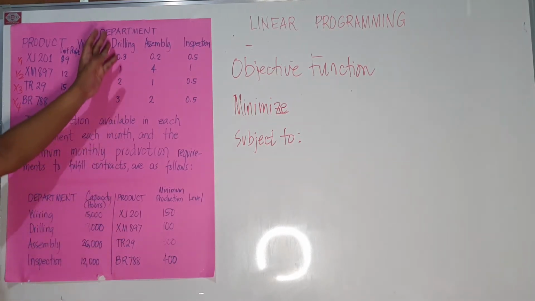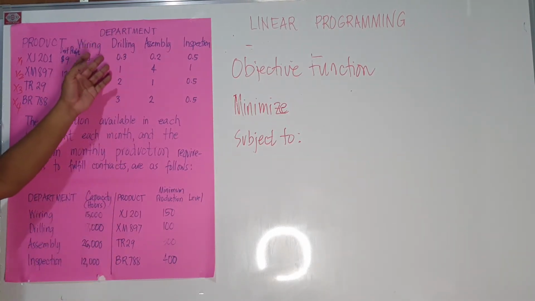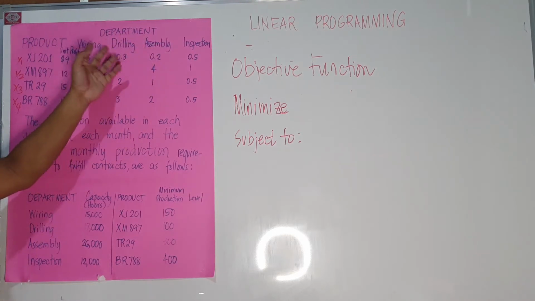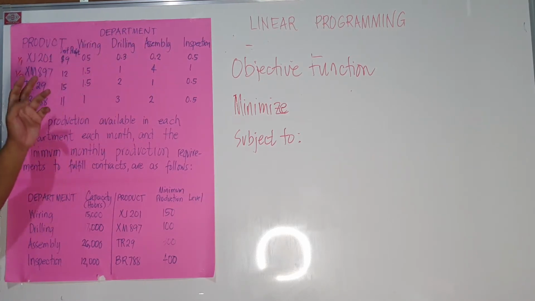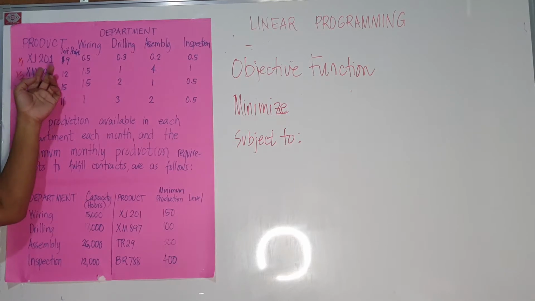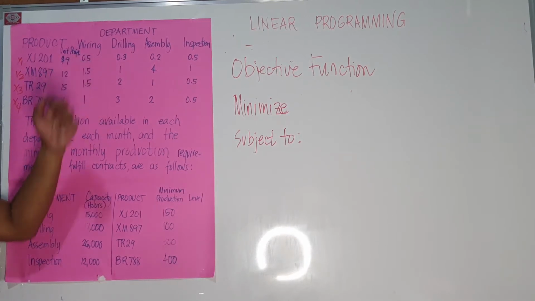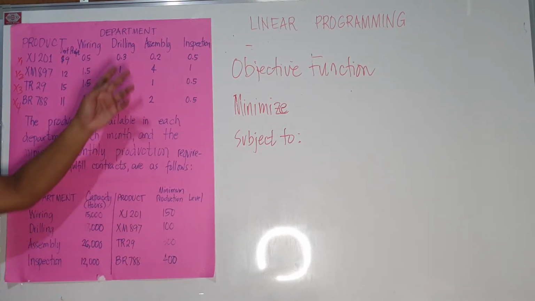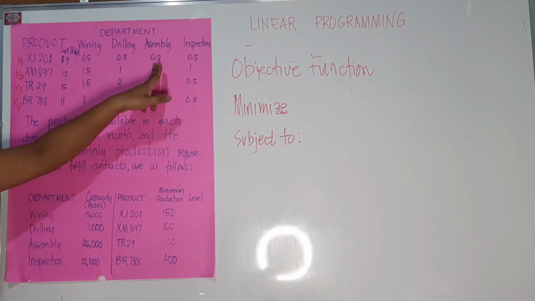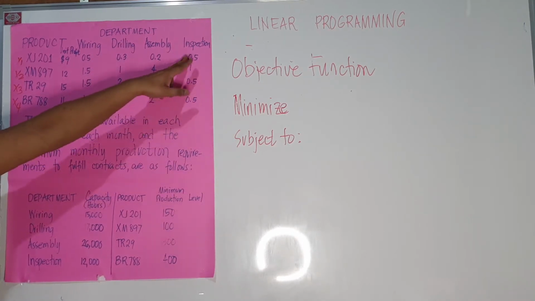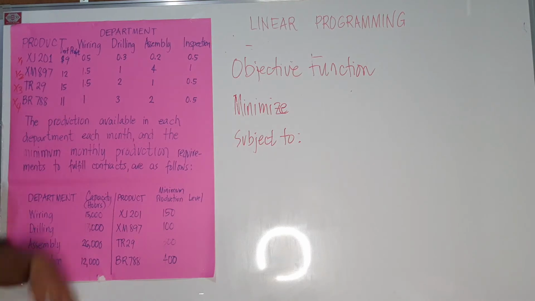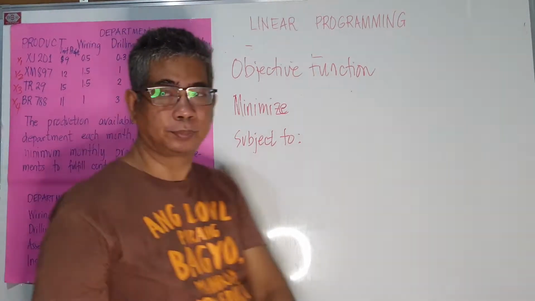At ito ang kanilang processing time for each process. So wiring, product XJ201 takes about 0.5 hours of wiring, 0.3 hours of drilling, 0.2 hours of assembly, and 0.5 hours of inspection. Okay? So yeah.